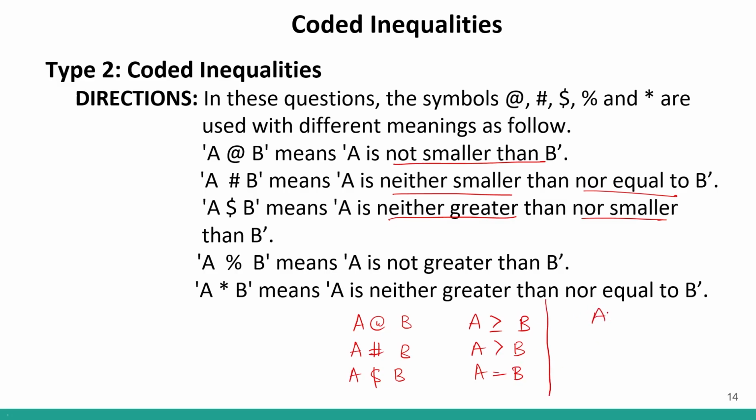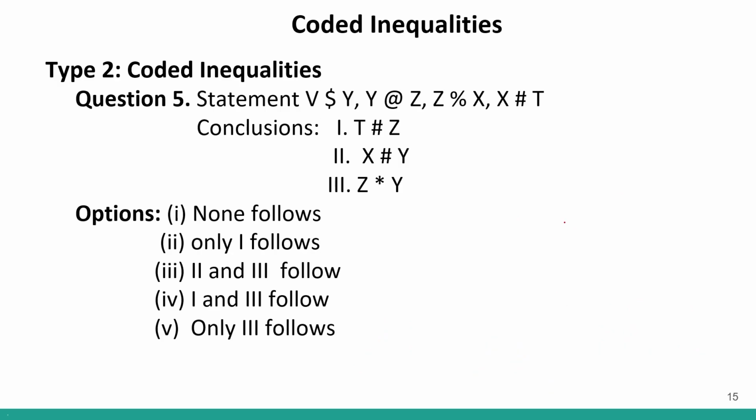Similarly, A percentage B means not greater. So if it is not greater, it could be smaller or equal. Correct? And A star B means neither greater nor equal. So neither greater nor equal means A will be smaller than B. So these are my codes. Based on these codes, we will get 2 more questions. Okay. So let me quickly write the codes.